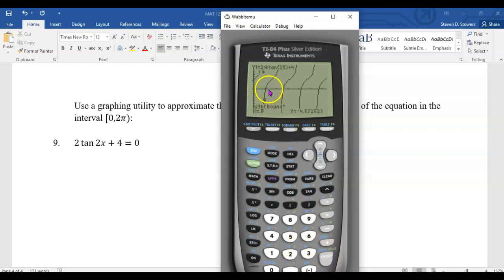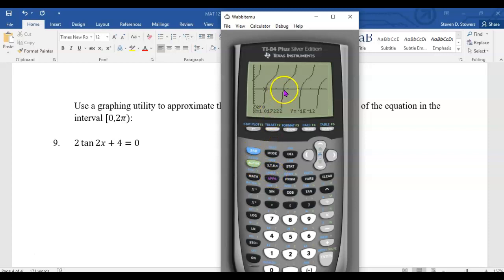Now my right bound has to be somewhere over to the right of that x-intercept. Again, I could use the arrow buttons to move over there, or I could just type in a number that I know is a little bit bigger than what this is. Here, I'll just leave it here. I'll hit enter. Now it's asking me if I want it to guess. I do, so I hit enter again. And it comes up with 1.017222. So to 3 decimal places, that's 1.017.